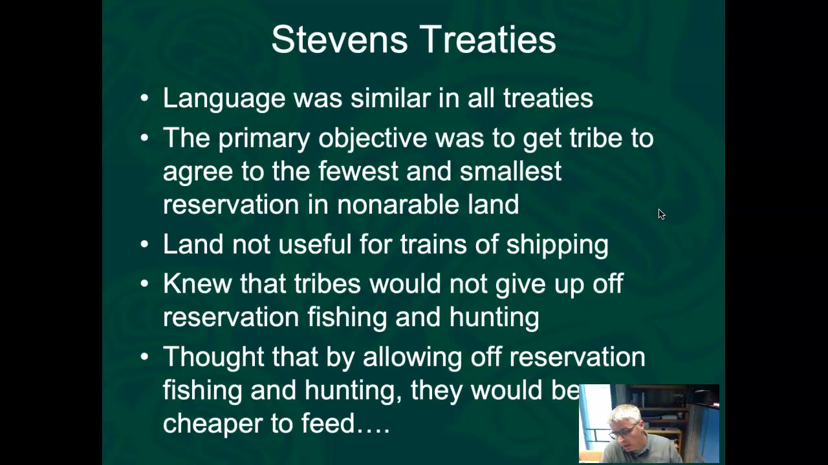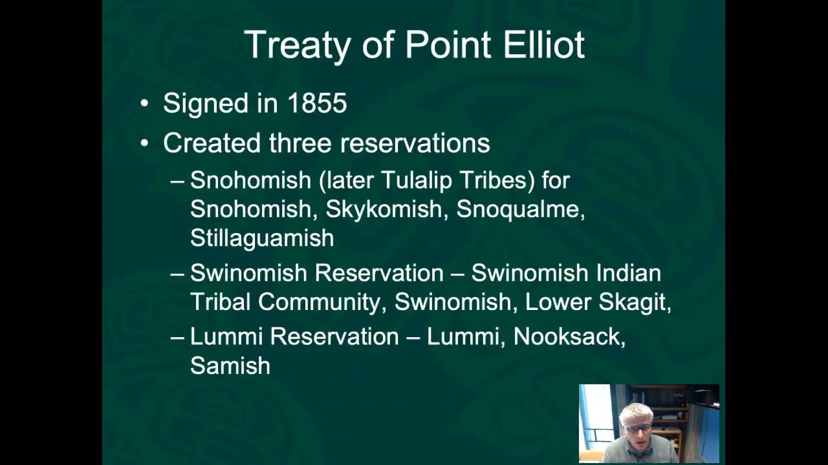There wasn't a big fishing industry here at the time. It had no economic value, so from the government standpoint, giving up something with no economic value was not a big loss. So the Treaty of Point Elliot, signed in 1855, created 3 reservations.